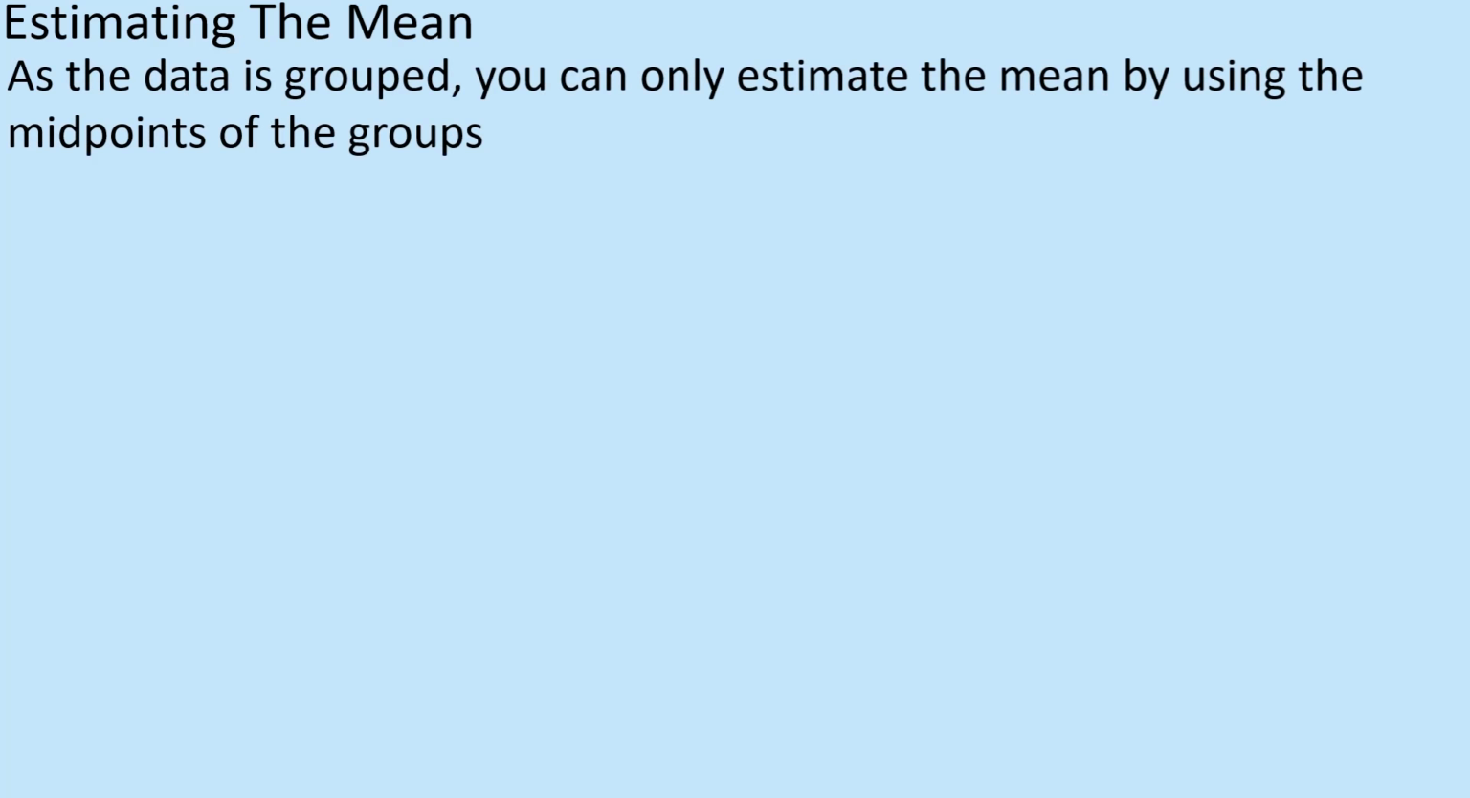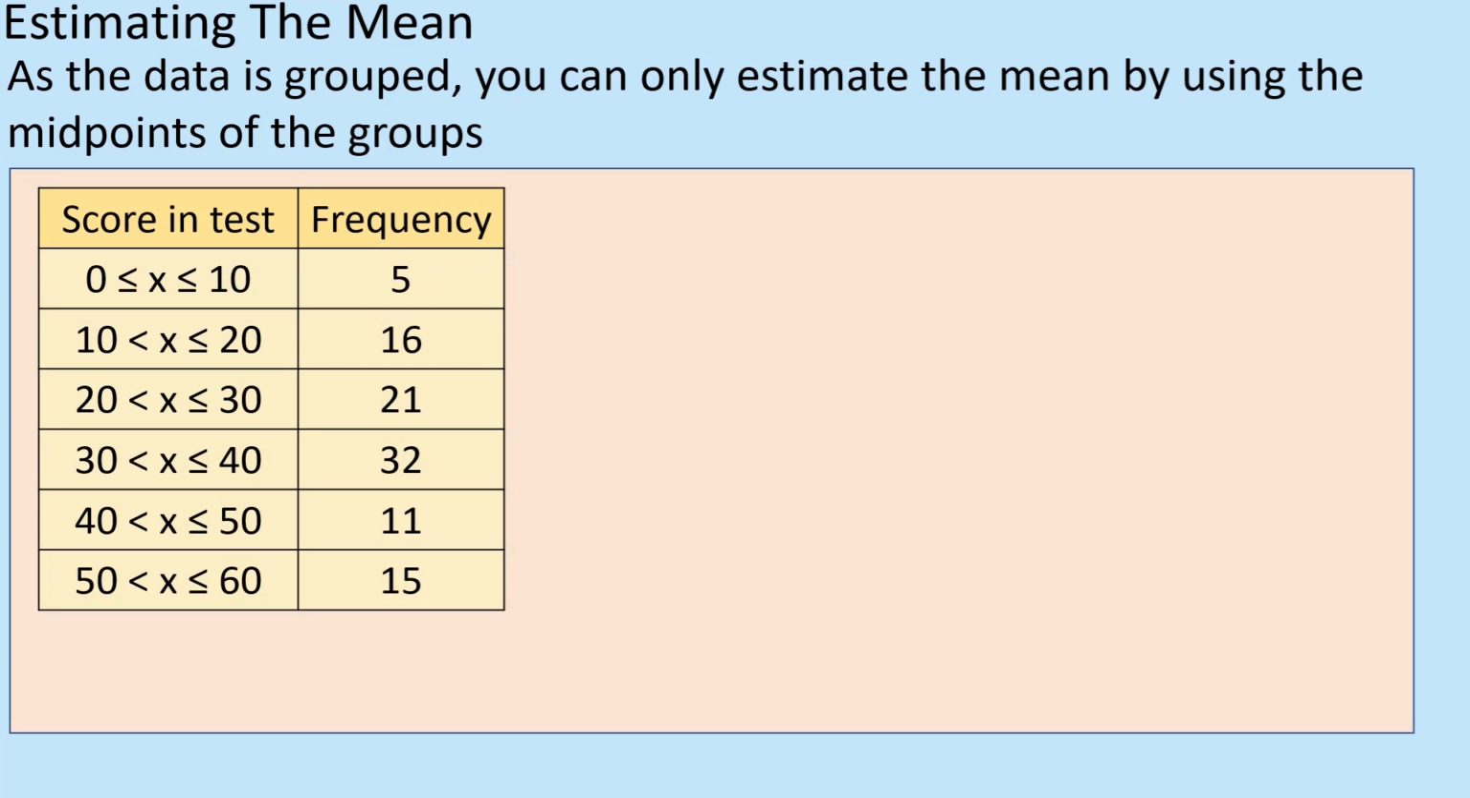It's simply because the data has been grouped, and because the data has been grouped, we do not know the exact values of all the data. So the only thing we can do is take a midpoint from it and basically estimate it, hence the word estimate.